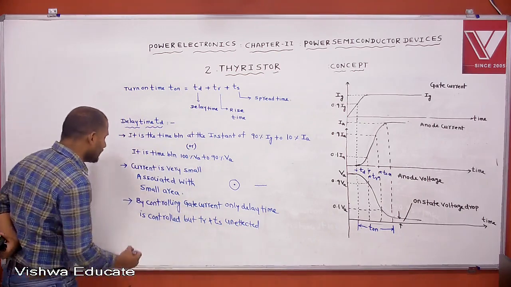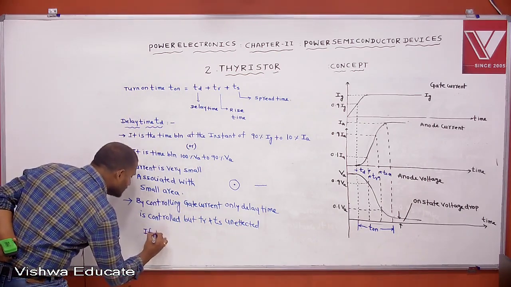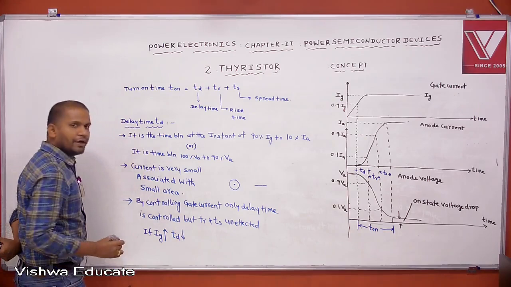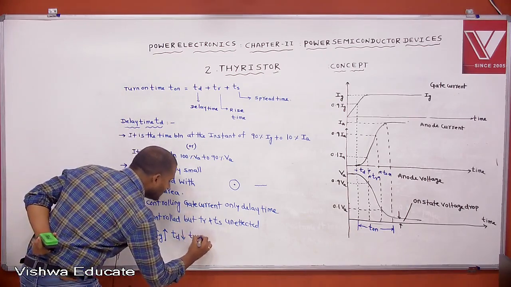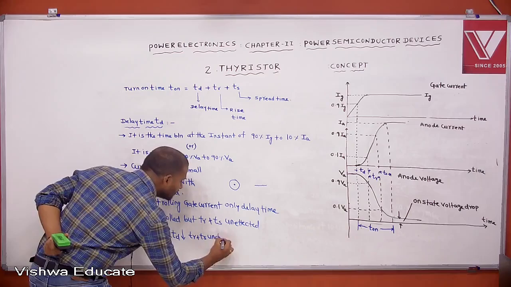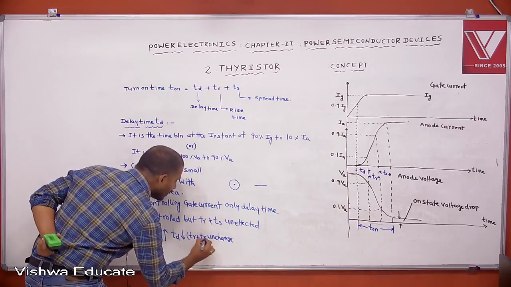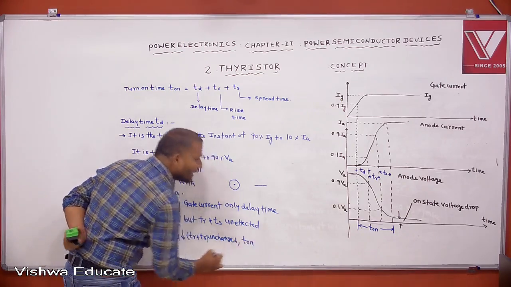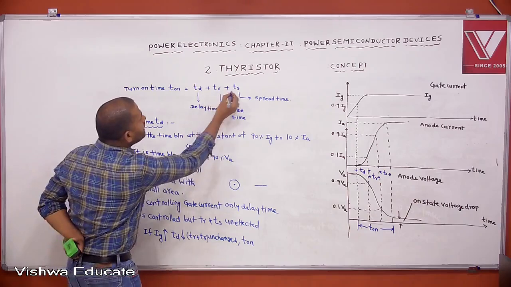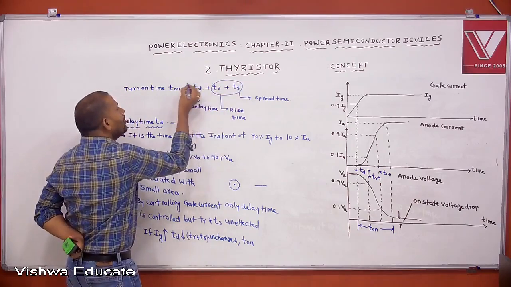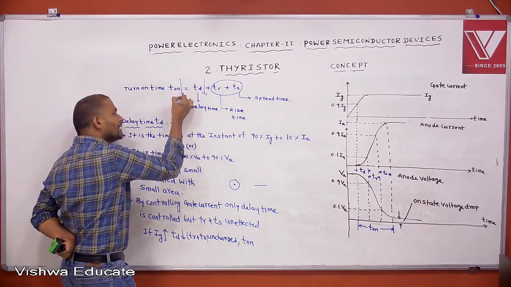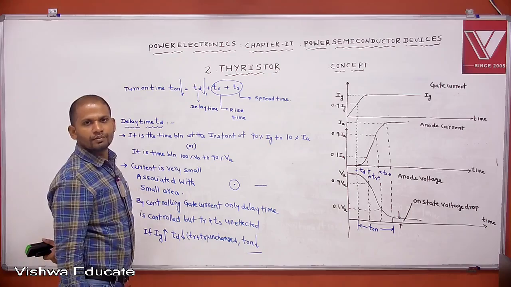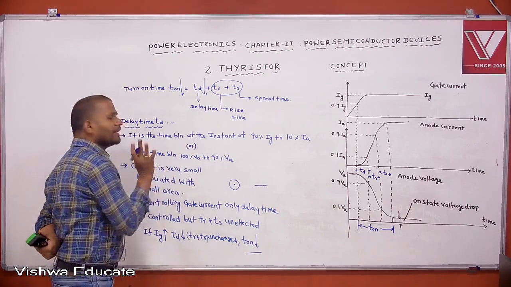Okay. That is, if IG increases, gate current increases, TD reduces, TR and TS unchanged. Even though TR and TS are unchanged, if TD reduces, what is the turn on time? Then turn on time is reduced. And these are the observations from the delay time.